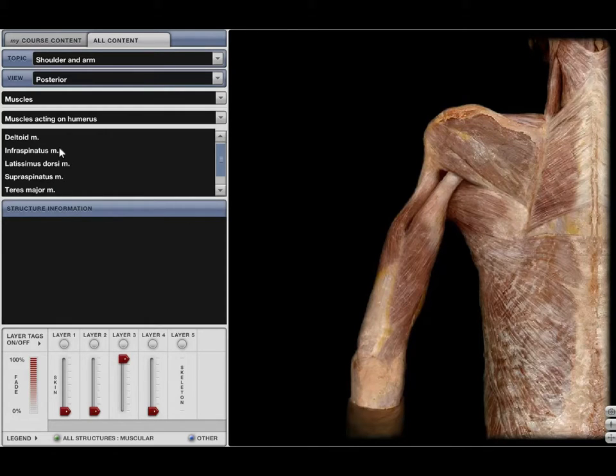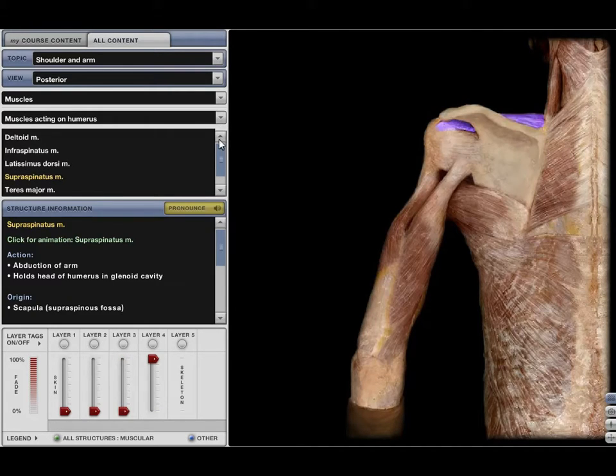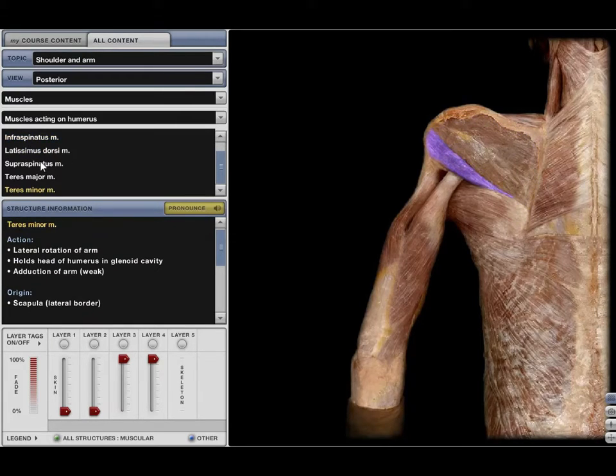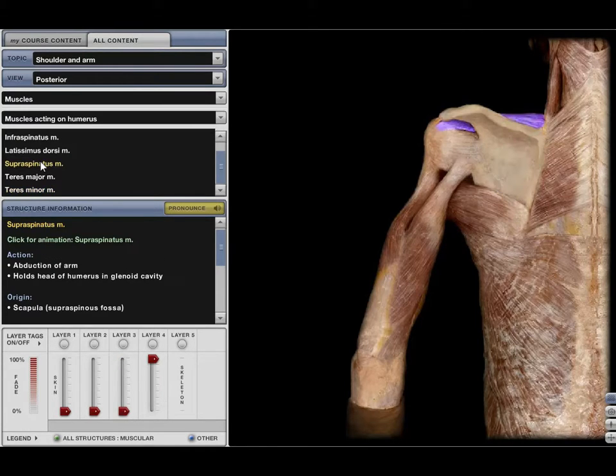On the posterior surface, we can see three of the four rotator cuff muscles, and these are from the most superior to the most inferior. The supraspinatus muscle, which is highlighted here in purple, the infraspinatus muscle, also highlighted in purple, and finally we can see the teres minor muscle. So let's first take a look at the supraspinatus muscle.